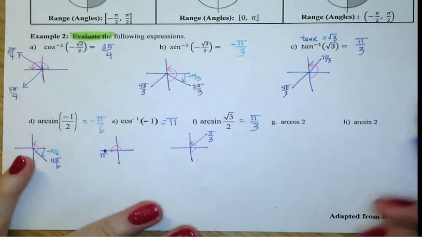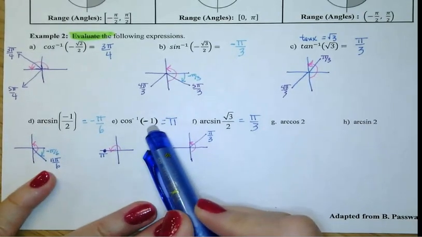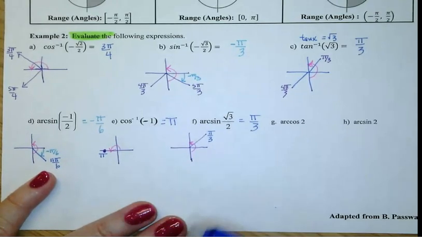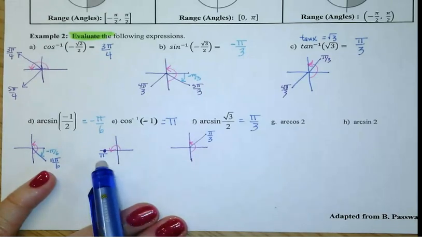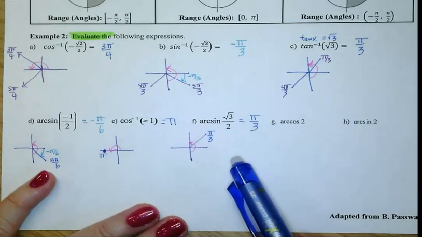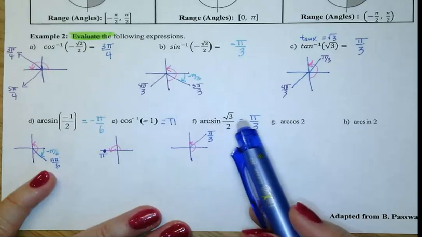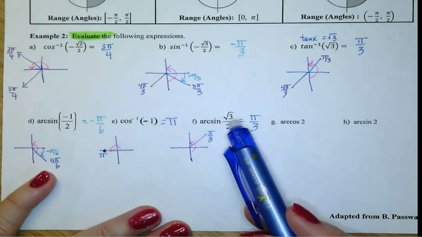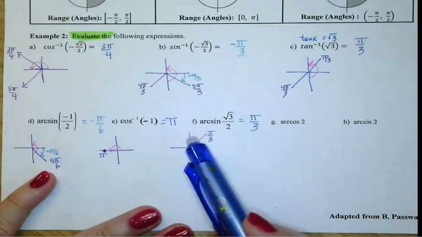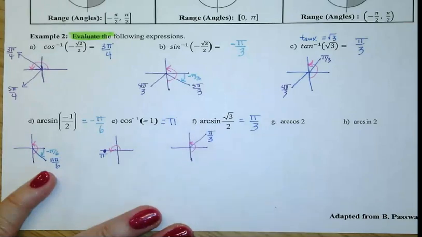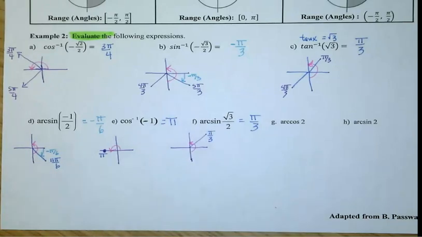All right, let's see how you did. So arccosine of -1. What angle has a cosine value of -1 within the restriction? And that happens to be here at pi. And then here we do arcsine, and arcsine has a positive root 3 over 2 within the restriction in quadrant 1, which is happening at pi over 3.